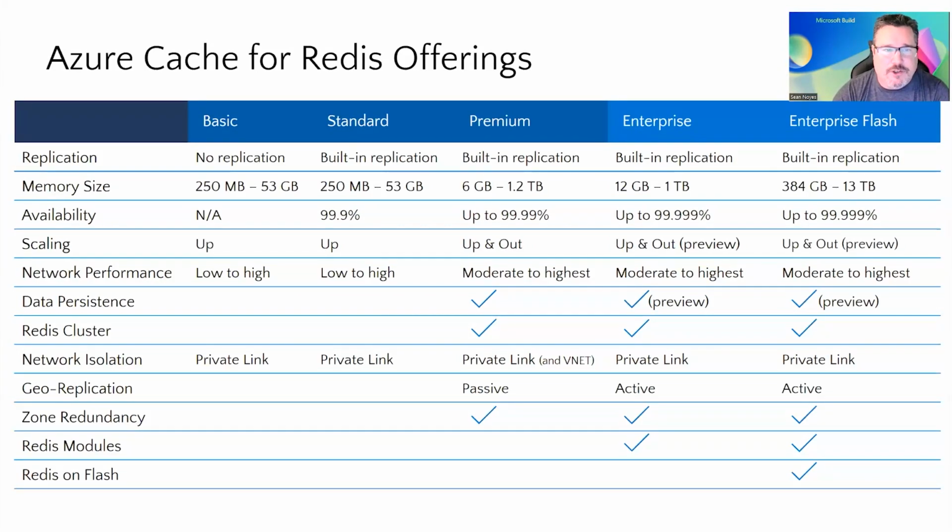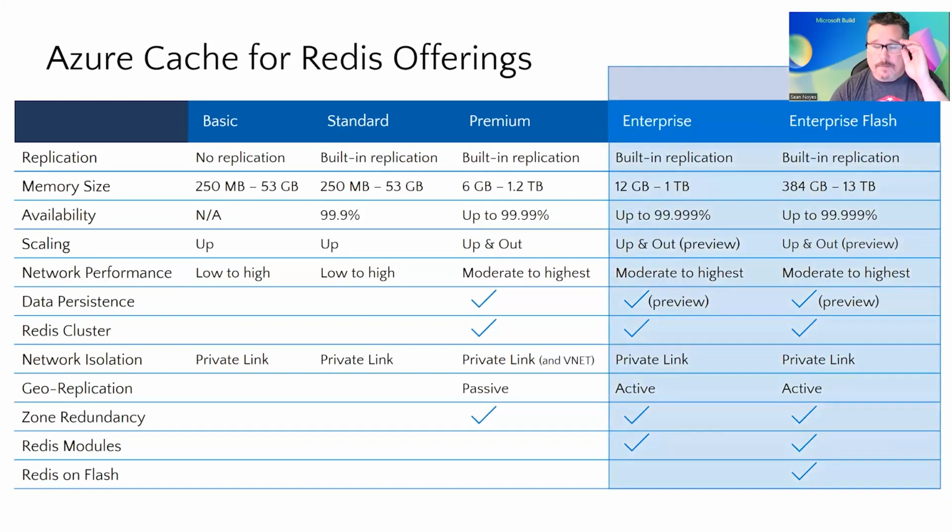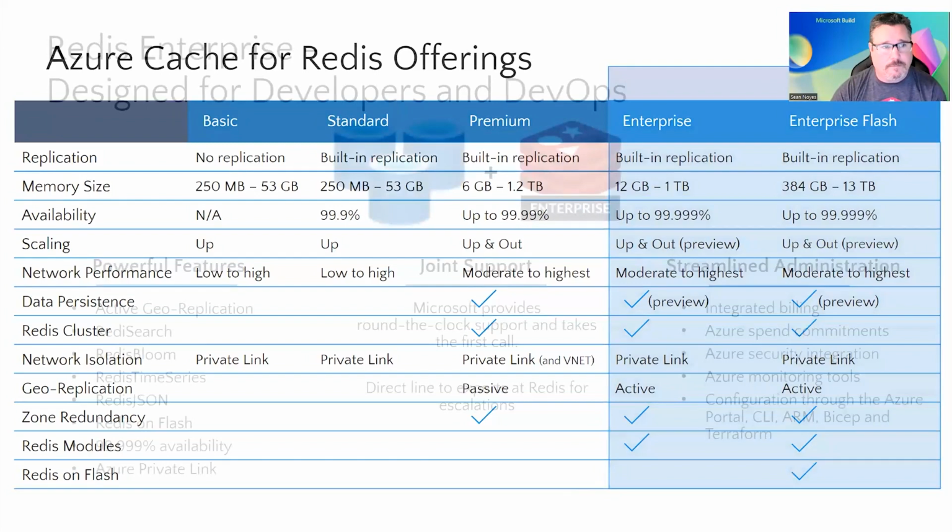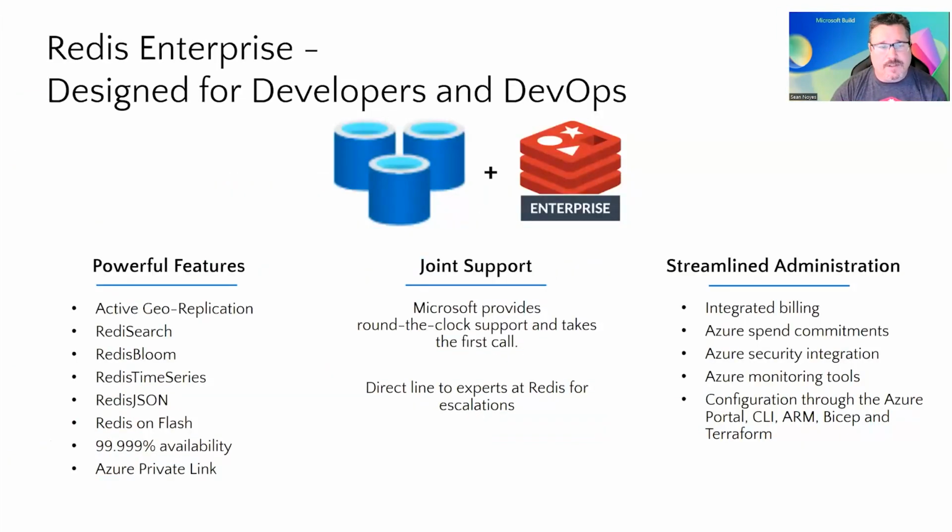Now, when we talk about Azure Cache for Redis offerings, it's helpful to understand that there are 5 tiers available for customers. There's basic, standard, and premium tiers, which are forks of the open source project. And there's Enterprise and Enterprise on Flash, which are a joint engineering effort between Microsoft and Redis. That allows us to bring together these teams to create powerful features available for customers in Azure.